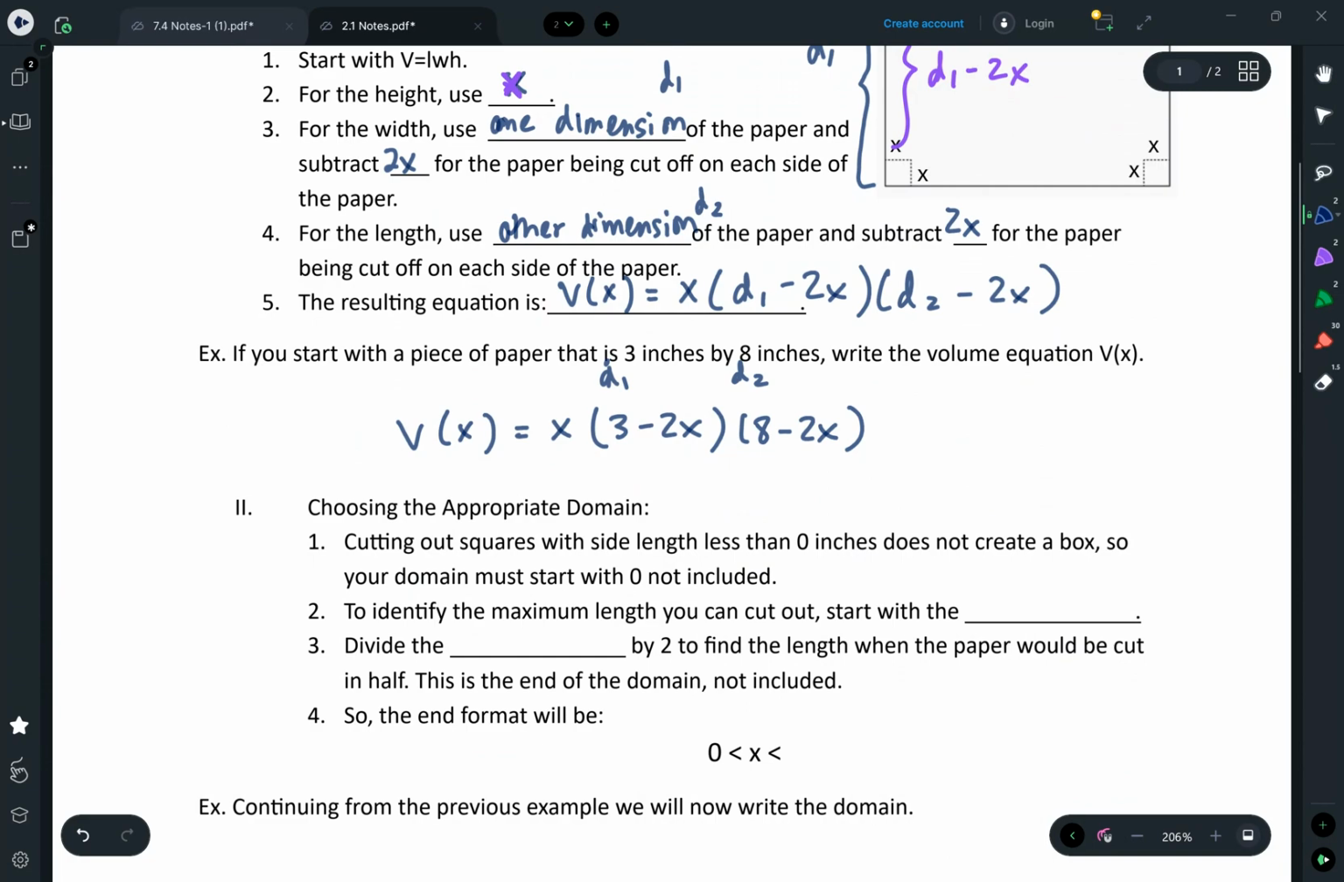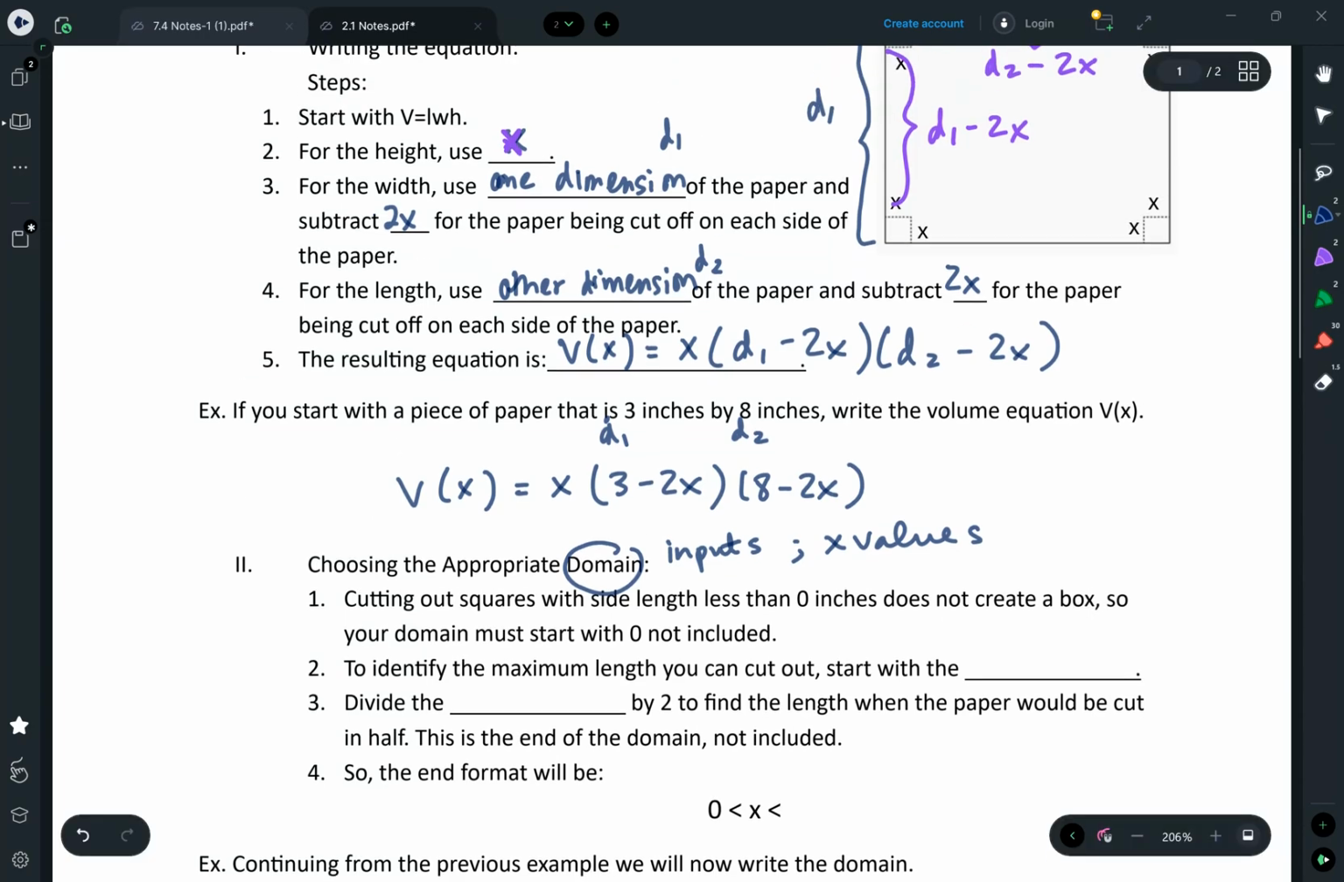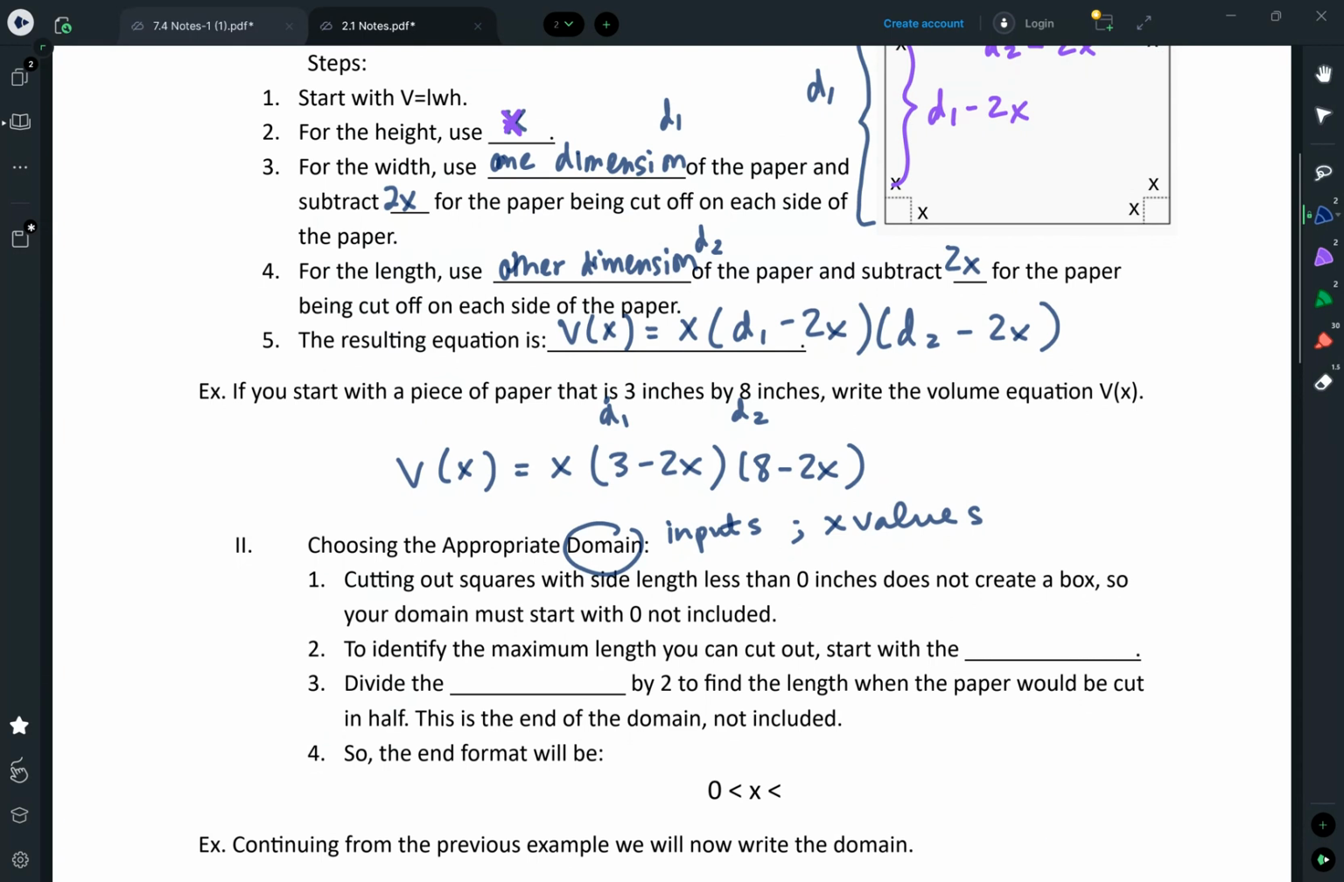So remember, domain is all of our inputs. It's, in this case, our x values. So what kind of values can we have? We know that cutting out squares with side length less than 0 does not create a box. So I can't cut out a negative value. And even with 0, it doesn't work. If I don't cut out anything, I just have a flat piece of paper. I have nothing to fold up. So 0 has to be less than our x.